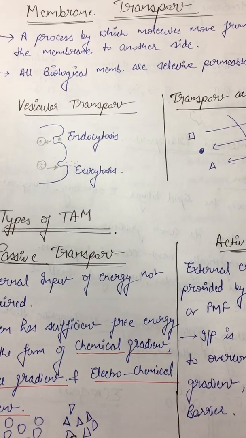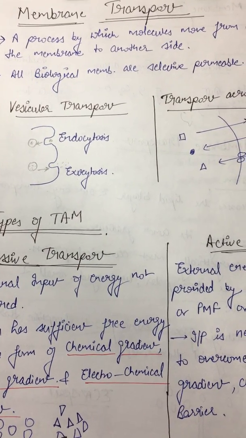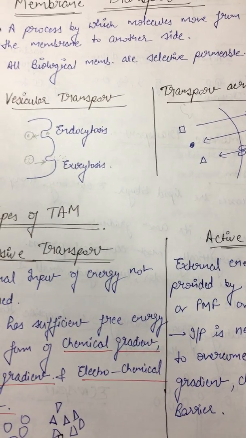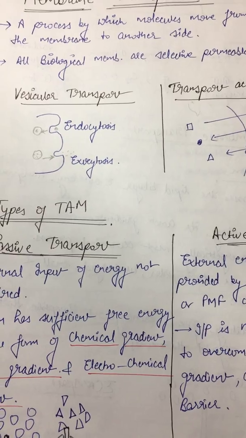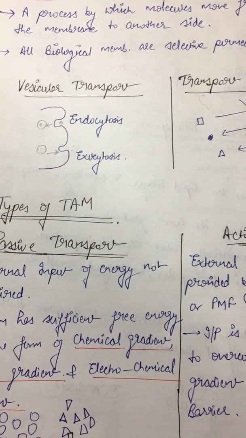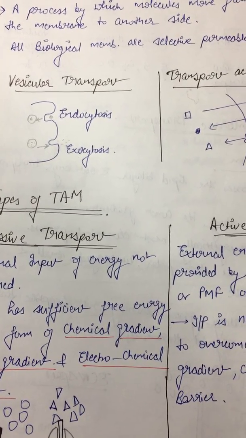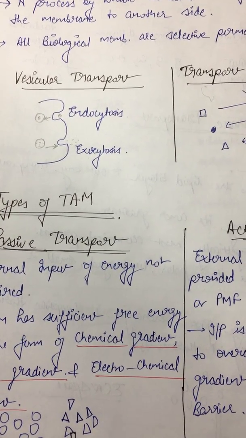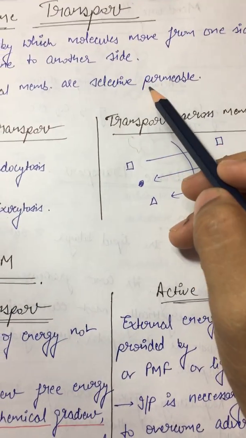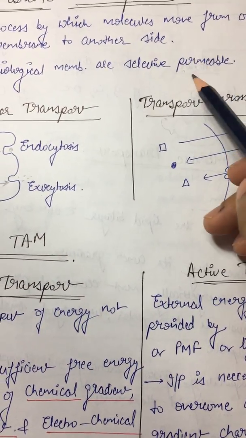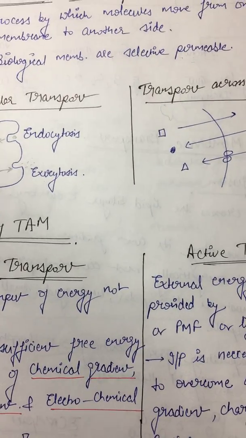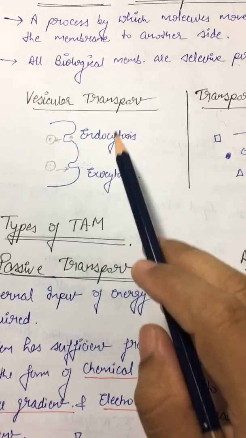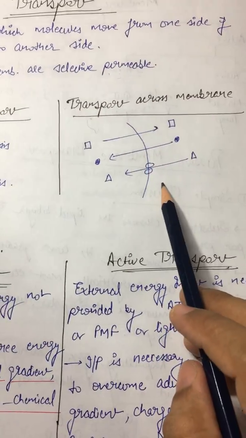It is the most important function of biological membrane by which chemical composition and processes are maintained for cell and organelles. So permeability is a property of biological membrane by which it permits molecular transport, and all biological membranes are selectively permeable, right? Means they permit transport of some molecules but not the others. So it has been divided into vesicular transport and transport across membrane.